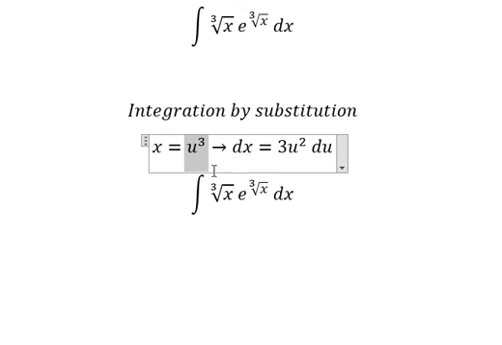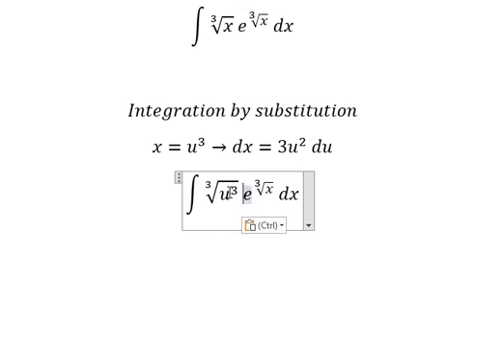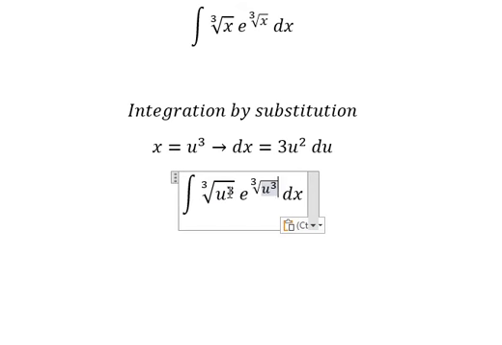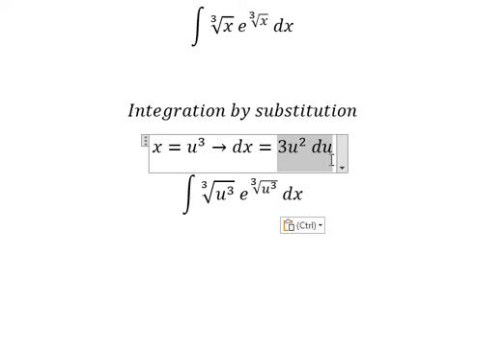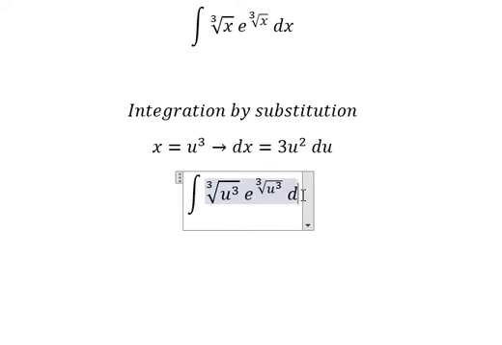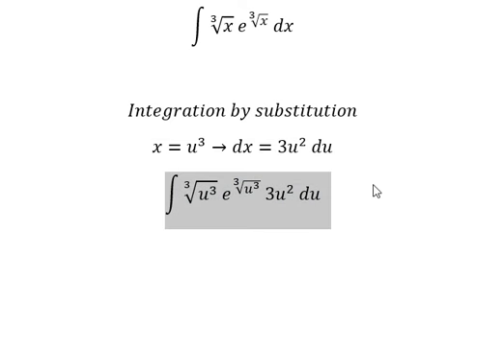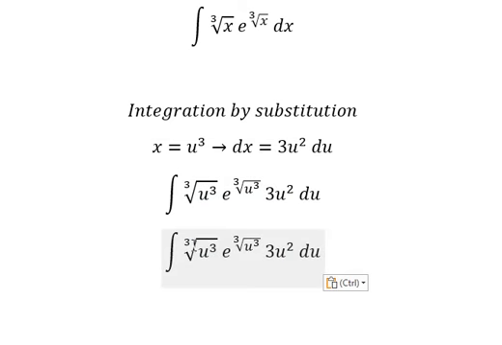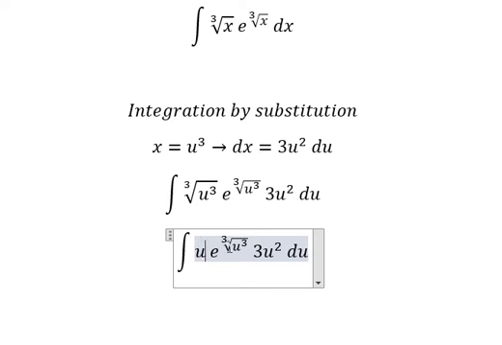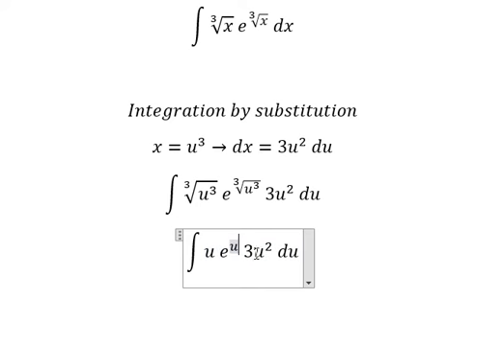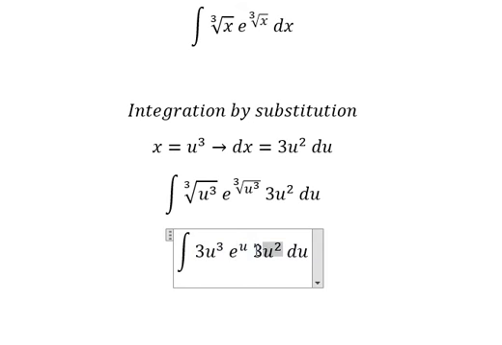So I will put this one going here and here. The s will change by this one. So this one we have u, this one we have u squared, and u we will have u to the power of 3.